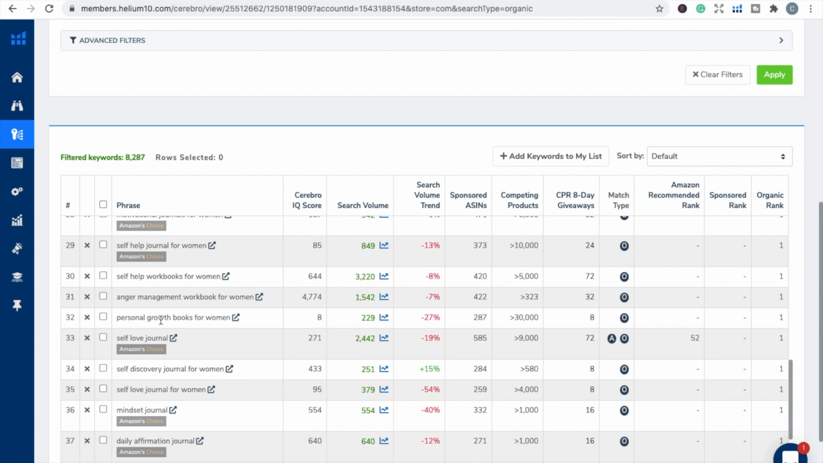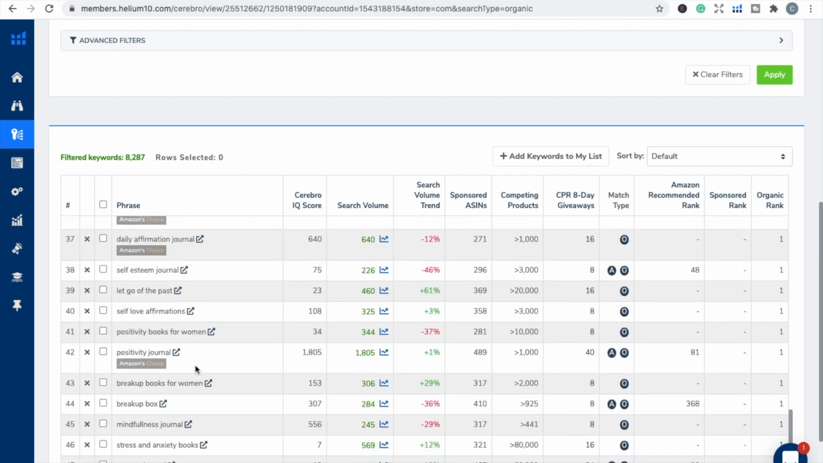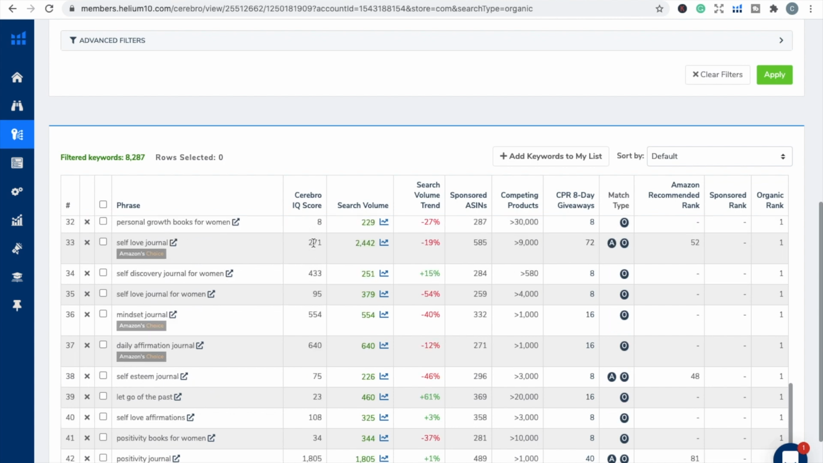Anger Management Workbook for Women. Is that a low content book that I could create or you could create that has a lot of search volume but hardly any products competing? And same with a Positivity Journal. Gratitude journals, that niche is so competitive and popular. What about creating a positivity journal? So I'm actually getting niche ideas here as well while doing keyword research.